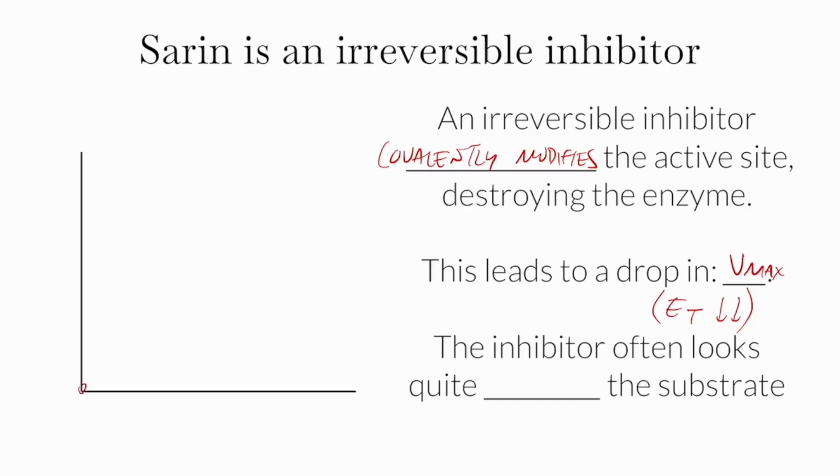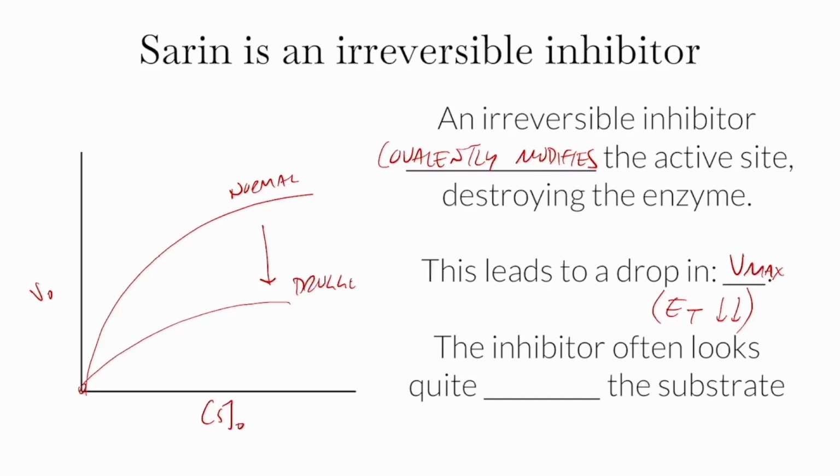So what that would look like on this curve is the following. There's your normal. And there is your drugged. The inhibitor often looks quite similar to the substrate, and that's because it's binding at the same site and destroying the active site.